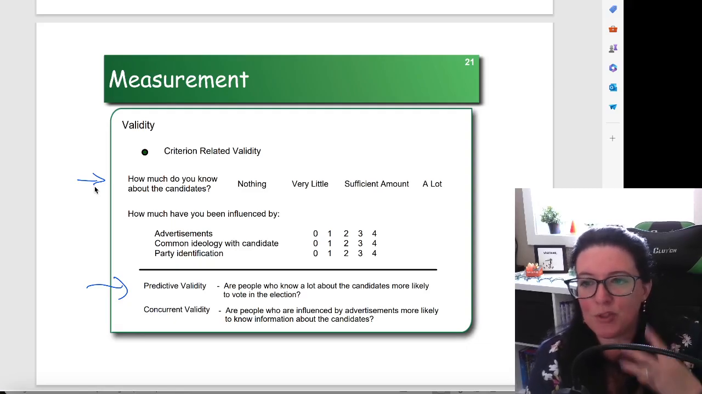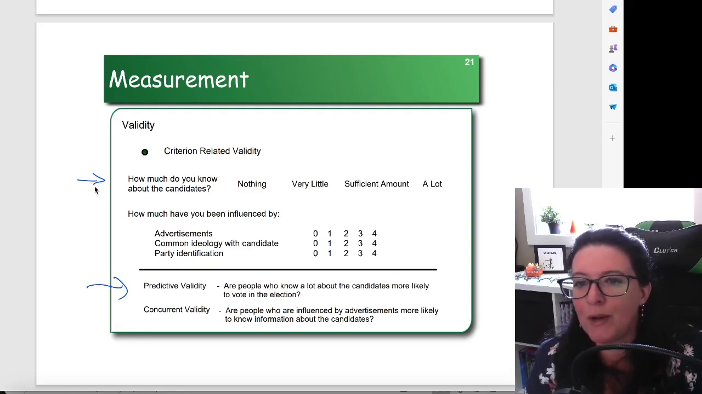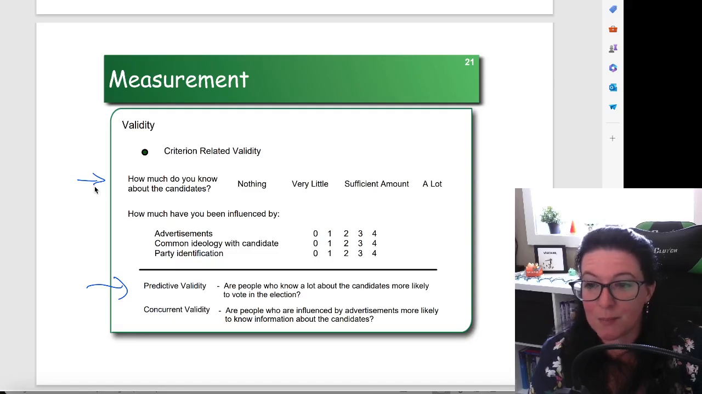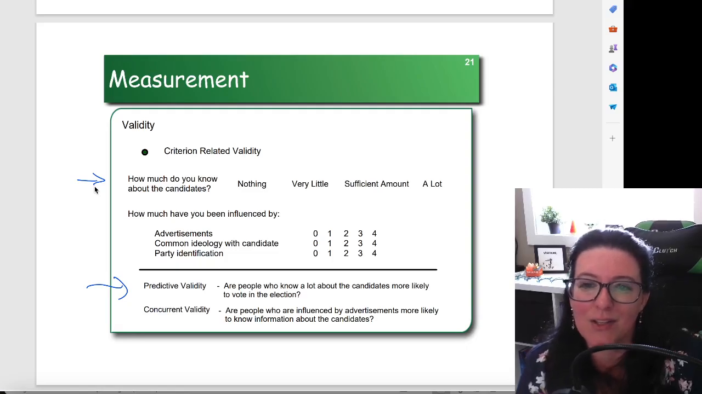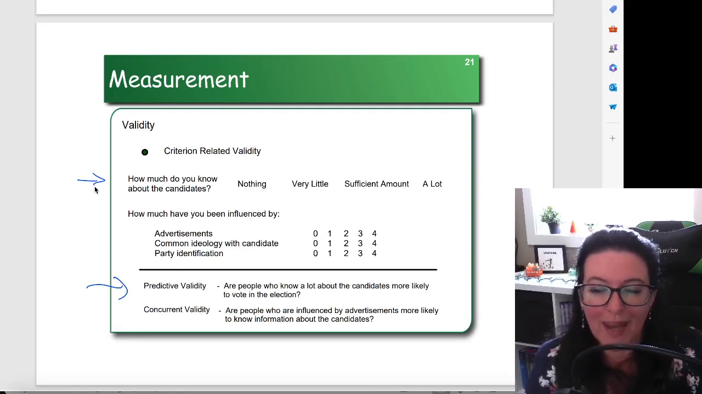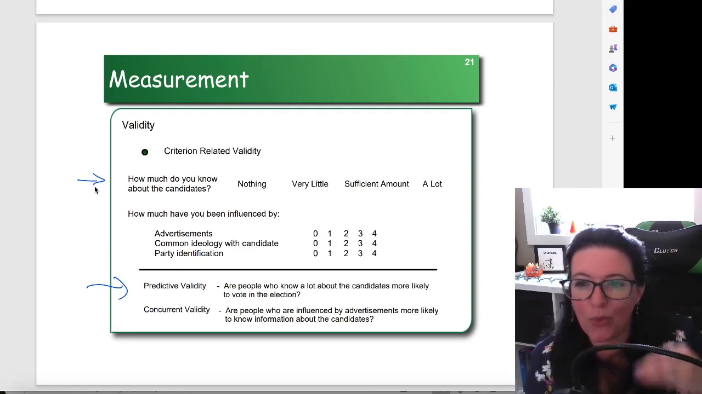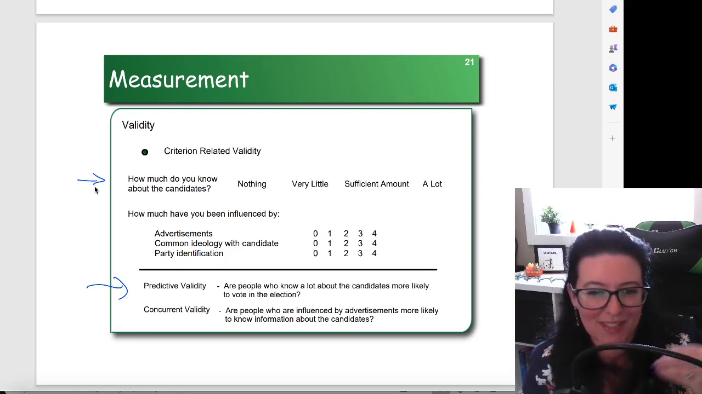So here we have two questions. How much do you know about the candidate? And how much have you been influenced by advertisements? So here in the survey tool itself, we will take the answers to those two questions and see if there is a correlation. So that is concurrent validity because they're both in the survey at the same time. That's what concurrent means, at the same time.